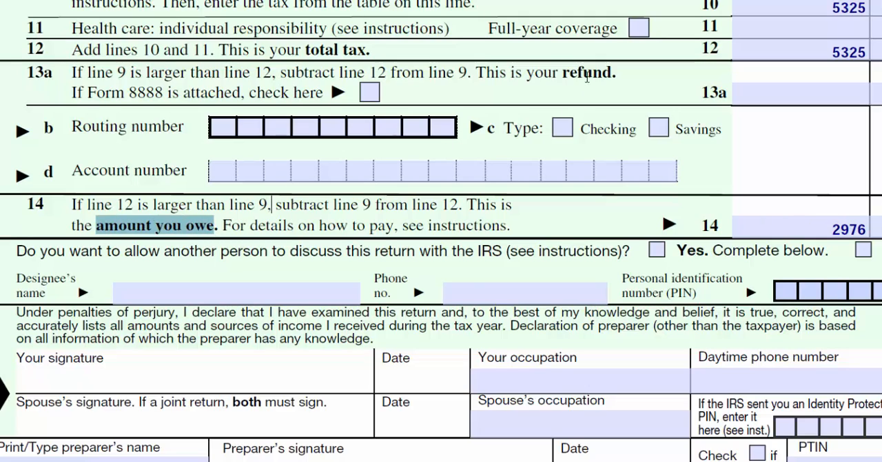All right, in this case, we found out that he owes, and one thing to be very careful of is here's the refund, here's owing. Please understand that you'll never both have refund and owe. It'll be one or the other. And by reading the first part, if line 9 is larger or line 12 is larger, you should be able to determine which one it is. All right, good luck with that.